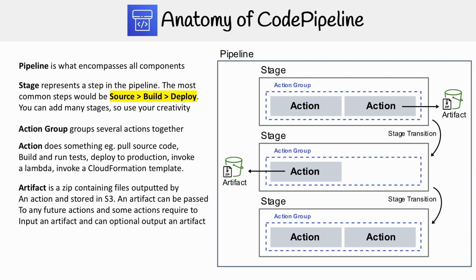Then you have artifacts, and artifacts are just zips that contain files that were outputted by an action, and they're generally stored in S3. So an artifact can be passed to future actions, and they can be referenced anywhere in the future stage. So something that was outputted in the build could be accessed in the deploy. It doesn't have to go from step to step. But some actions require an input from an artifact or maybe a source, and generally they have an optional output for an artifact. So you don't have to output one, but you definitely can.